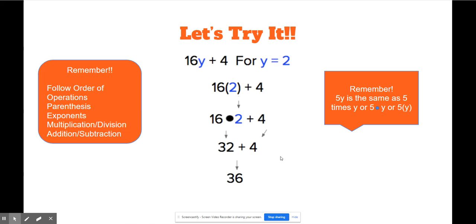Okay. This is not a solution. Okay. There are no equal signs. This is just what happens after we evaluated our expression for what they gave us. Okay.